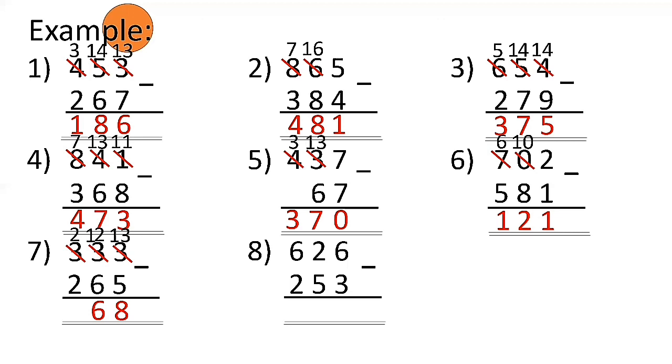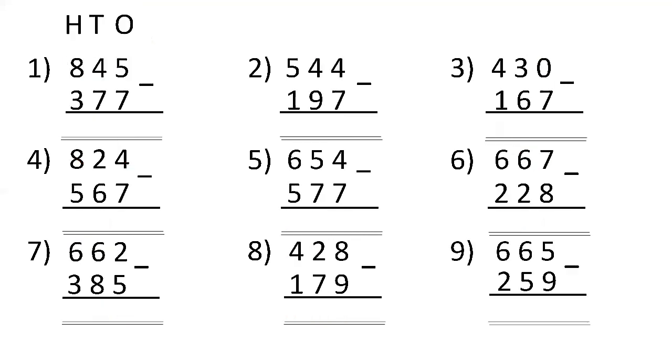Number 8, 626 minus 253. 6 minus 3, that is 3. 2 minus 5 cannot be, so we need to borrow in the hundreds place. Cancel 6 becomes 5, and 2 becomes 12, and 12 minus 5, that is 7. And 5 minus 2, that is 3. So our answer is 373. Do you understand? Good job.